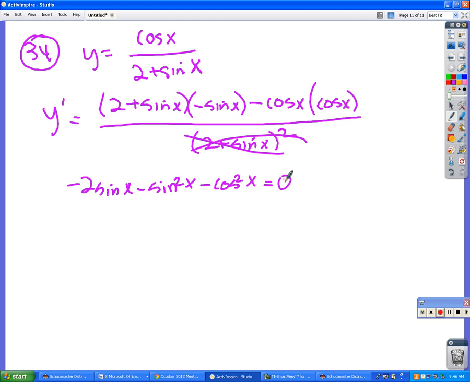All right? Any ideas where to start? Yeah, negative, negative, negative. Can we go plus for the whole thing? Switch them all around. So make this 2 sine of x plus sine squared of x plus cosine squared of x equals 0.